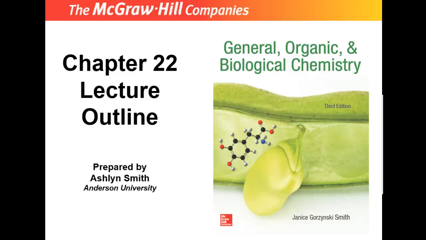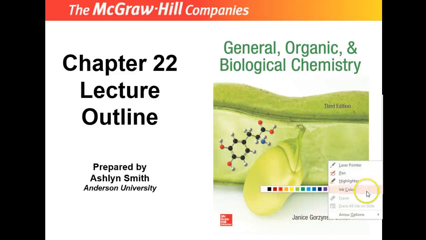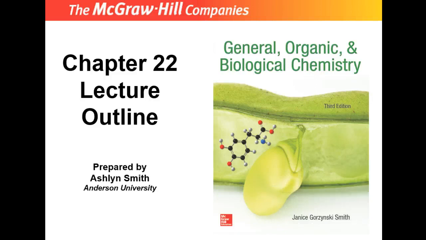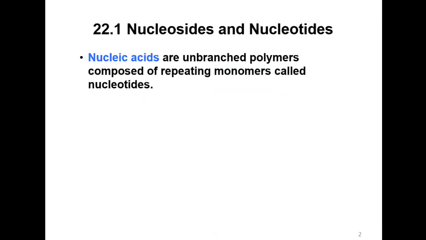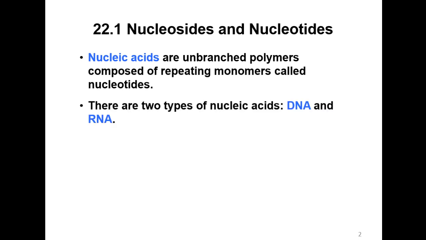All right, chapter 22 continues our talk in biochemistry, and in particular, we're going to talk about nucleotides and nucleosides. So, a nucleic acid is defined as an unbranched polymer composed of repeating monomers called nucleotides. There's a difference between a nucleoside and a nucleotide, which we'll talk about in the slides. There are two types of nucleic acids.